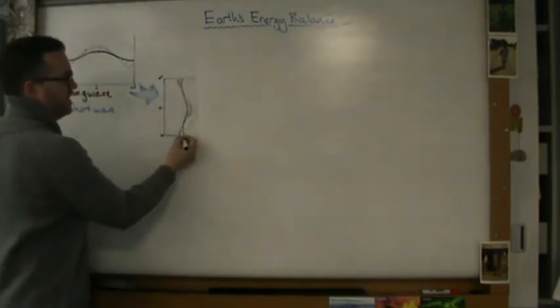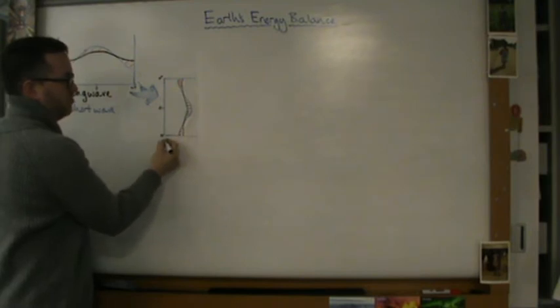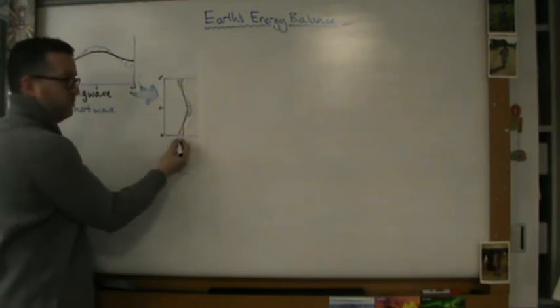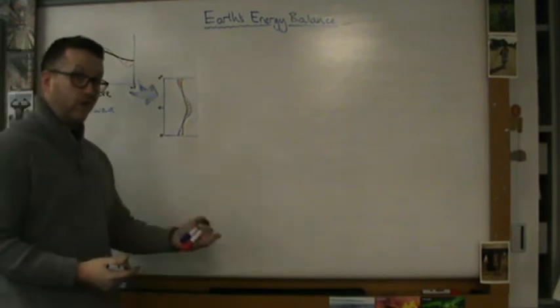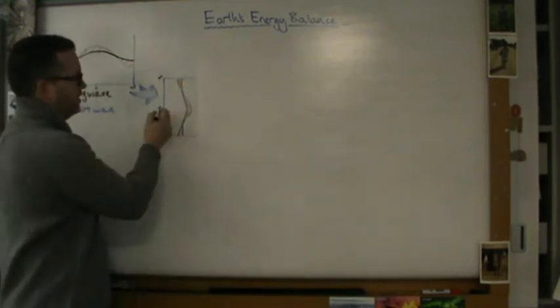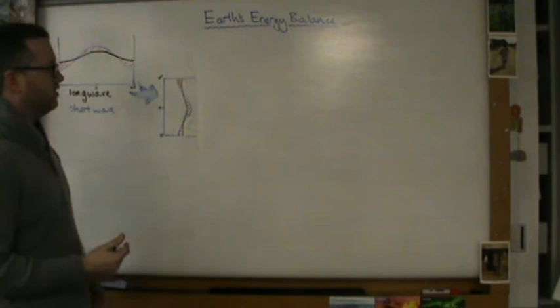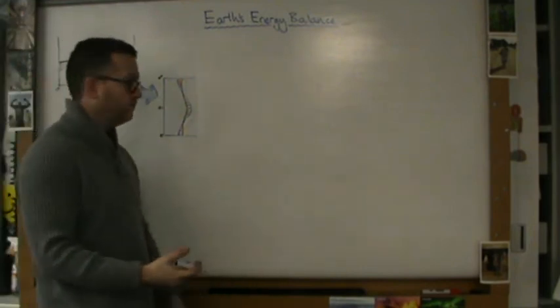We have the area of energy deficit at the South Pole, with more long wave than short wave energy, more energy going out than coming in. And in the equator we've got more short wave than long wave, more energy coming in than going out.